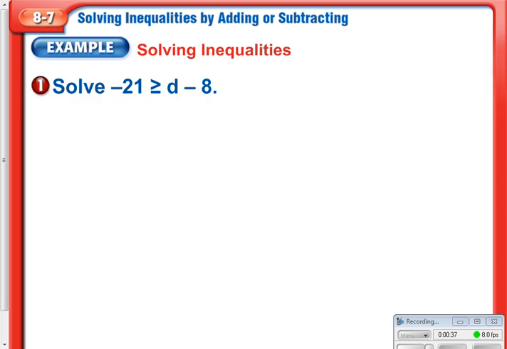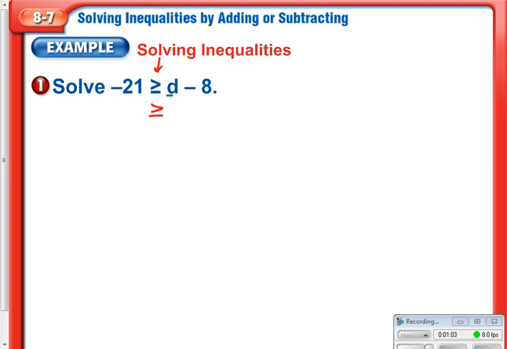So our first example, we have negative 21 is greater than or equal to d minus 8. Much like an equation, your inequality symbol is what separates the left and right side, that greater than or equal to. So I'm going to drop that down right away. It's like when you solve an equation, you drop the equal sign down. Now you're dropping an inequality sign down. The goal is still the same. You need to get the variable by itself.